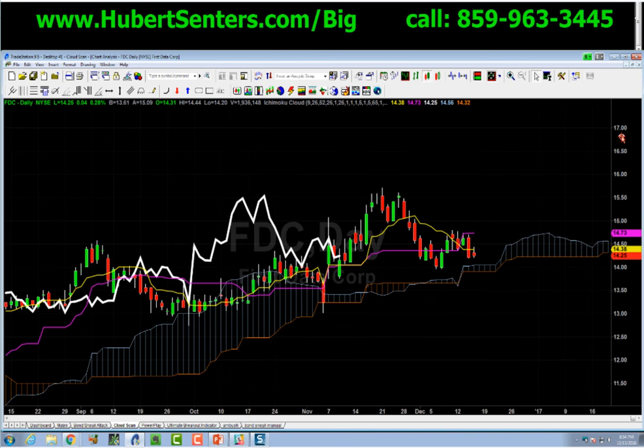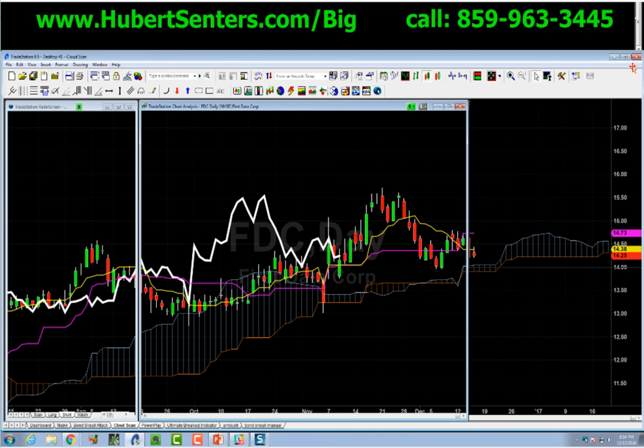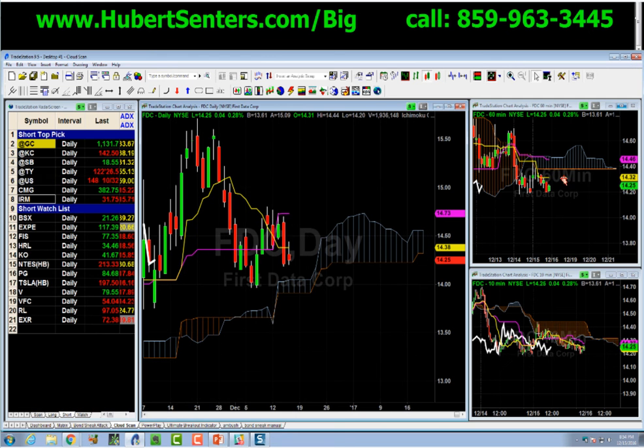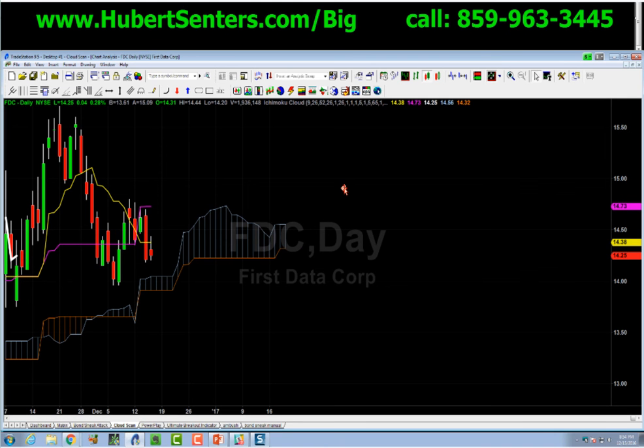FDC. All right, now on this stuff, if you're looking at a daily chart when it broke below the turning and the standard, you kind of want it to tag the cloud, or what you got to wait for is a 10-minute or a 60-minute buy signal there on that FDC. Okay, so you need to be a little patient on that one.